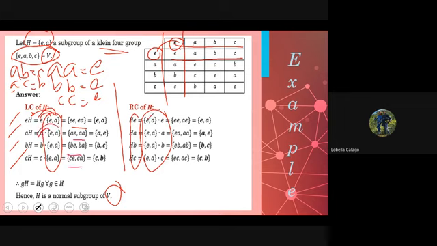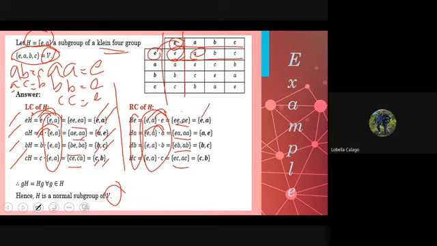Same with here. E times E, A times E. E times E, A times A. Okay? After that, what is the answer of EE? EE is E. EA is A. AE is A. AA is E. BE is B. BA is C. CE is C. CA is B. That's the product, ha?